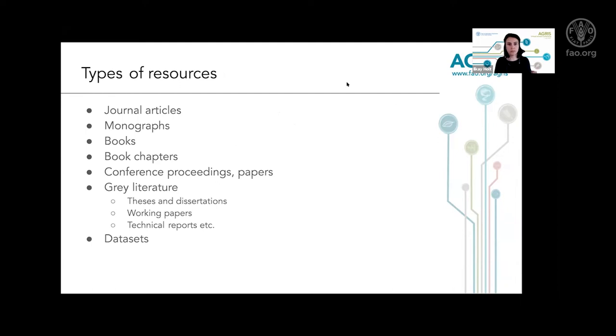This looks like a quite simple and known list, but I just wanted to underline what types of resources we are indexing. They are journal articles, monographs, books, book chapters, book parts, conference objects, proceedings, posters, papers, and more importantly, grey literature. This is quite important to us. We explained that before. Food and agriculture literature doesn't always take place in the peer-reviewed literature or in journal articles, but you can find a lot of very useful, important, valuable information in reports. For instance, theses, dissertations, working papers, technical reports. That's why grey literature is quite important. And recently, as I already mentioned, we started indexing data sets.